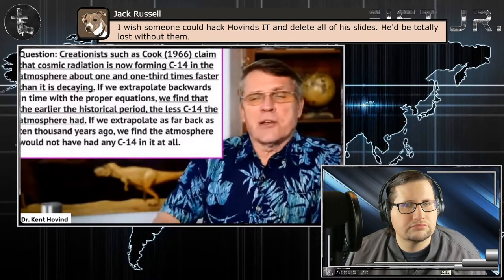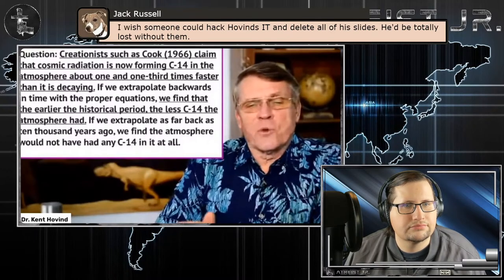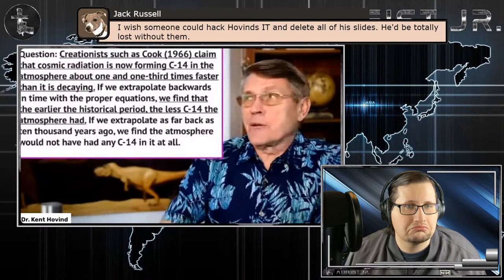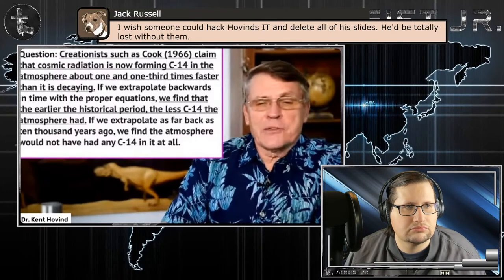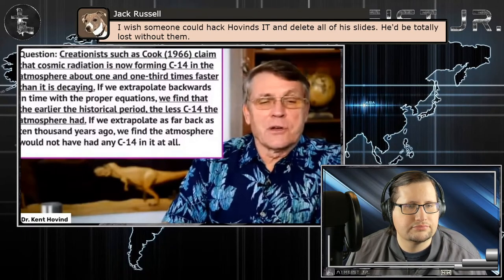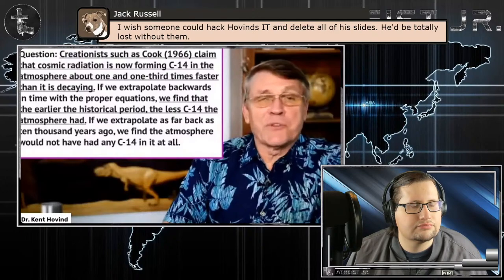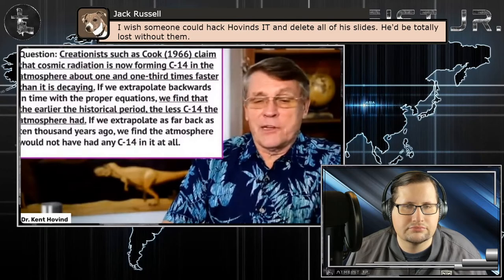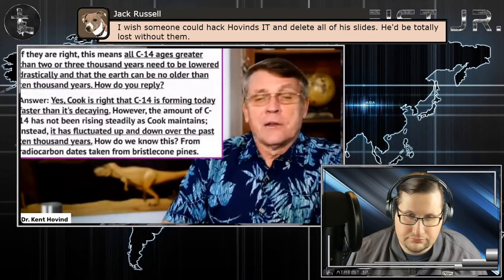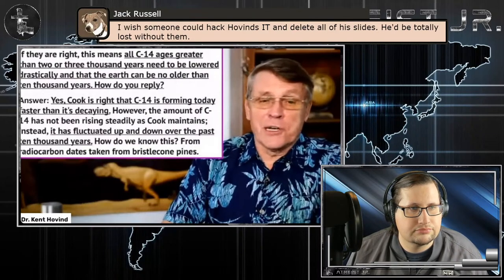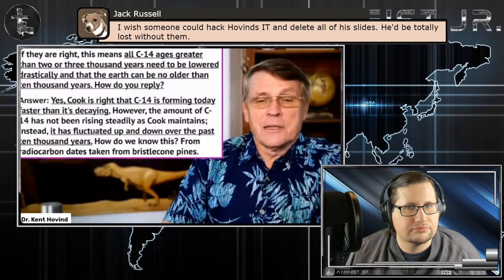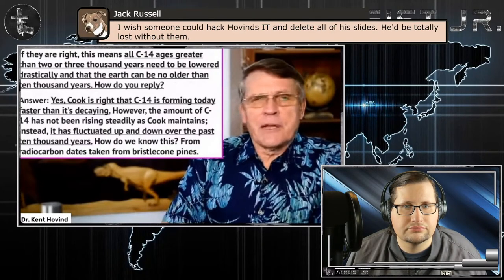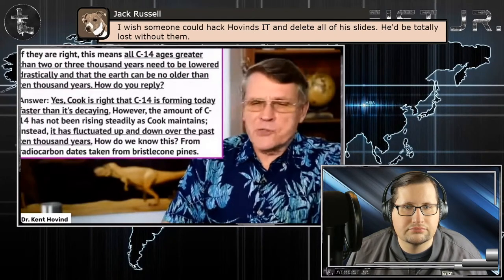Question. Creationists like Cook claim that cosmic radiation is now forming C14 in the atmosphere 1 1/3 times faster than it's decaying. If we extrapolate backwards in time with the proper equations, we find that the earlier the historical period, the less C14 the atmosphere had. If we extrapolate as far back as 10,000 years ago, we find the atmosphere did not have any C14 at all. If they are right, all C14 ages greater than 2,000 or 3,000 years need to be lowered drastically, and the Earth can be no older than 10,000. How do you reply? They said at Berserkly, at National Center for Science Miseducation, yes, Cook is right.